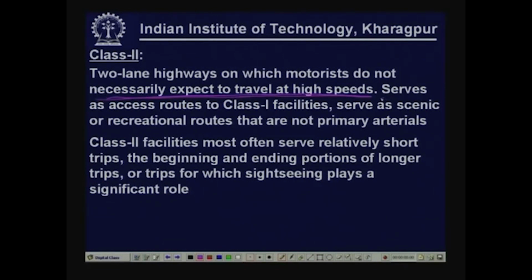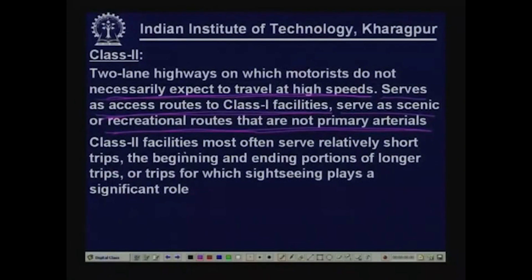Generally, this type of road serves as an access route to class 1 facilities. It is not a class 1 facility; it provides access to class 1 facilities, and motorists do not necessarily expect to travel at high speed. They normally serve as scenic or recreational routes that are not primary arterials. So, very high speed is not expected, and speed is not the major consideration.